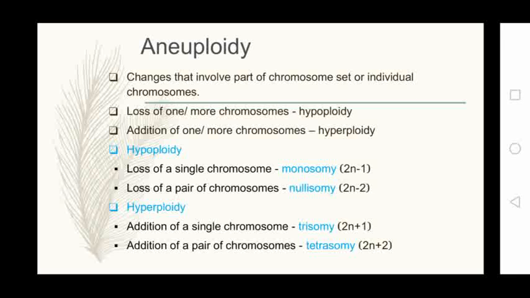And loss of a pair of chromosomes is termed nullisomy. Nulli means 0. Why we call it nullisomy is that we have a 2n set of chromosomes in that organism, and 2 chromosomes get deleted from that chromosomal set. So 2n minus 2, 2 minus 2 is equal to 0. That's why we call it nullisomy. So during nullisomy, 2 chromosomes get deleted or removed from the chromosomal set. So 46 minus 2 will have 44 chromosomes after nullisomy.